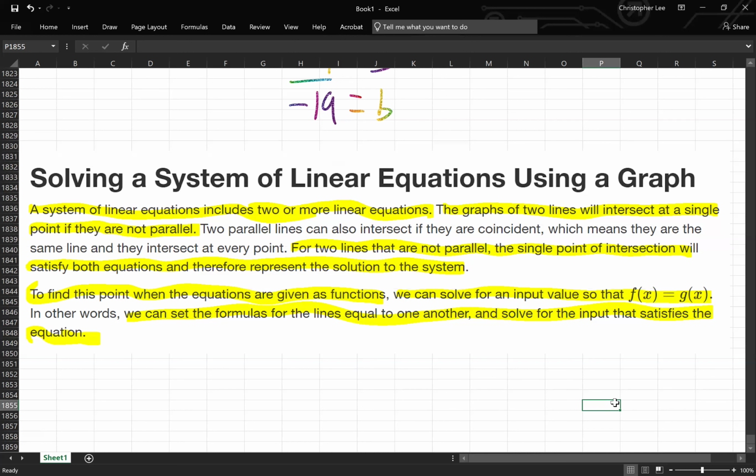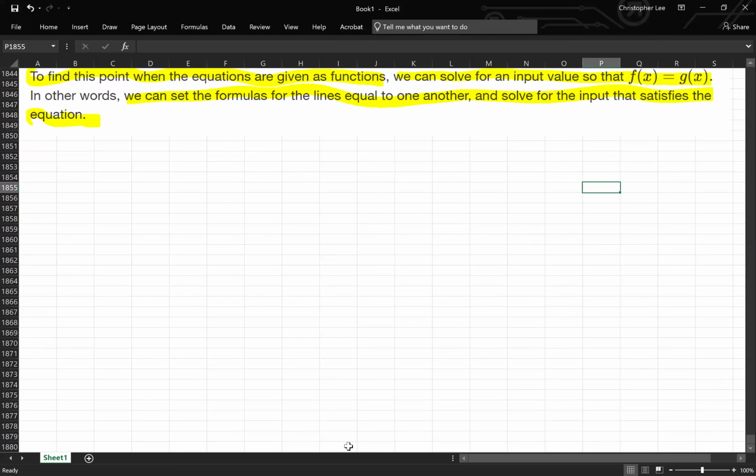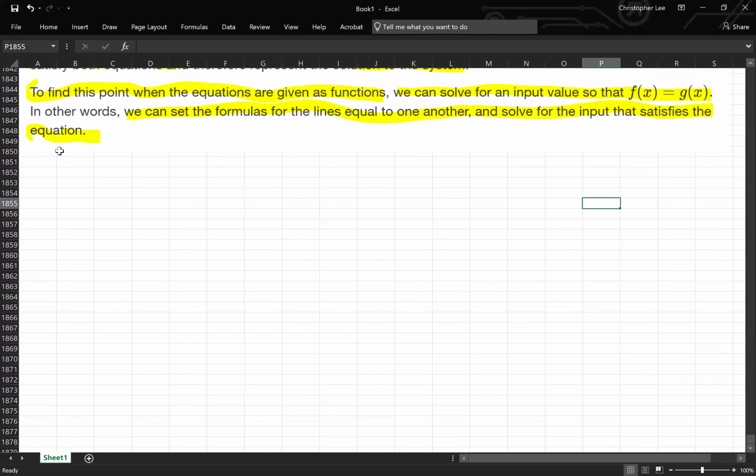input value so that f of x is equal to g of x, right? In other words, we can set the formulas for the lines equal to one another and solve for the input that satisfies the equation, right? Then after that, plug it back into one of the equations, you get the output, boom. That's the answer right there, all right? Let's take a look. This is going to be fun. Check this out.